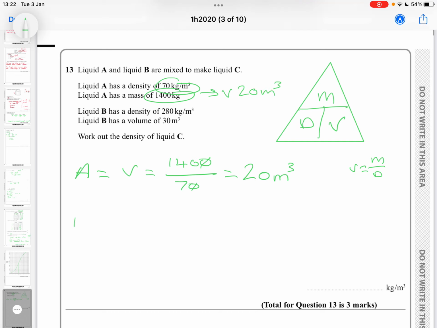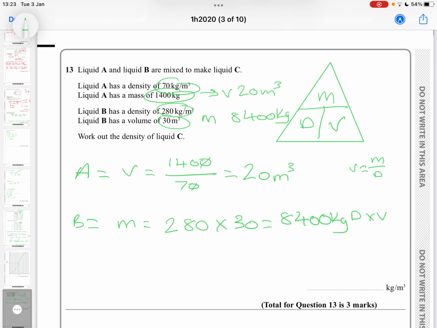Right, for B, they've told me the density and the volume. So density and volume, I'm going to use that to work out the mass. So density times volume. So for this question, mass is going to equal, what is it? We have these two numbers. Density is 280, and I'm going to multiply that by 30. So the answer is 8,400 kilograms. So mass is 8,400 kilograms.